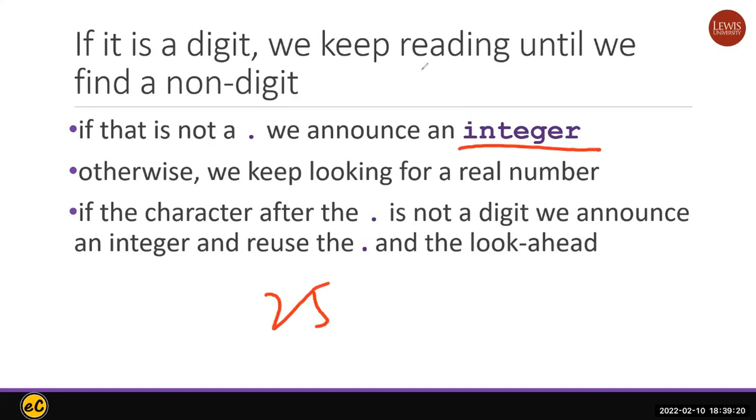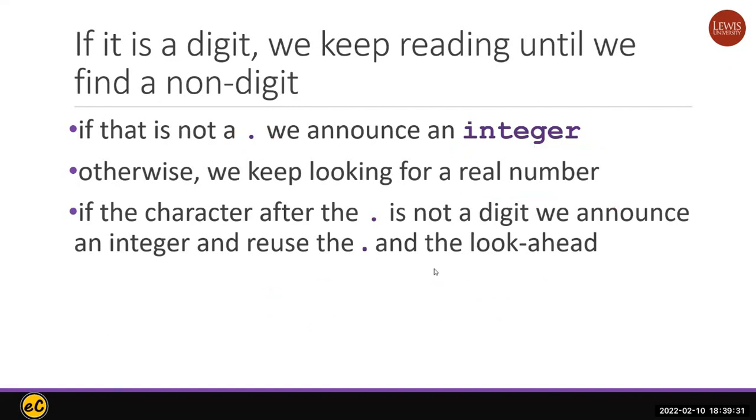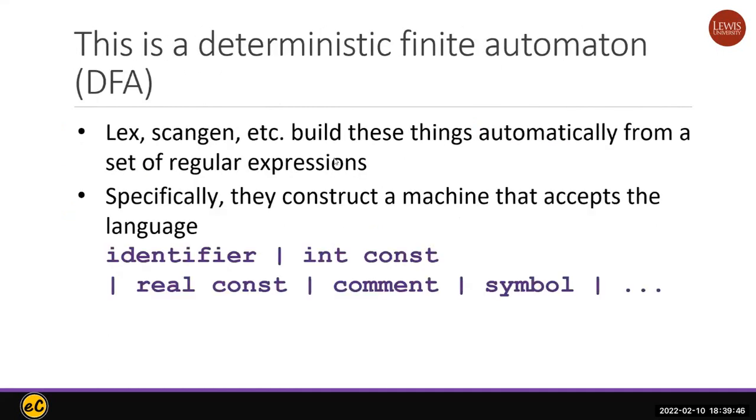It actually is an integer, but you may have 25.24. Then that is a real number. So here you still need to rely on a look ahead to determine the status of your data. And if the character after the period is not a digit, we announce it an integer, and we use the dot and the river head. So here you need to be careful about dealing with the dot.